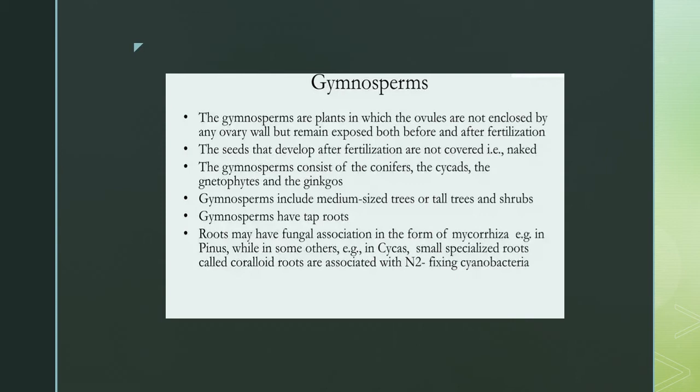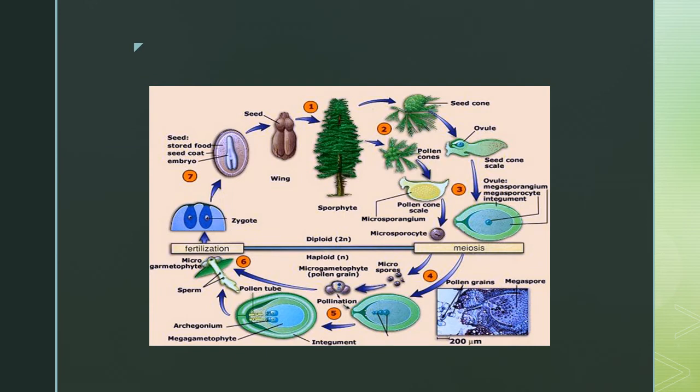They include conifers. Cycas and Pinus are great examples of it, but there is a difference between Cycas and Pinus. Gymnosperms have variety, from small size to tall size, and they have a taproot system. Mycorrhiza is the symbiotic association of gymnosperms with fungi, as in Pinus, while in some others, like Cycas, small specialized coralloid roots are associated with nitrogen-fixing cyanobacteria. This is the life cycle of gymnosperm.